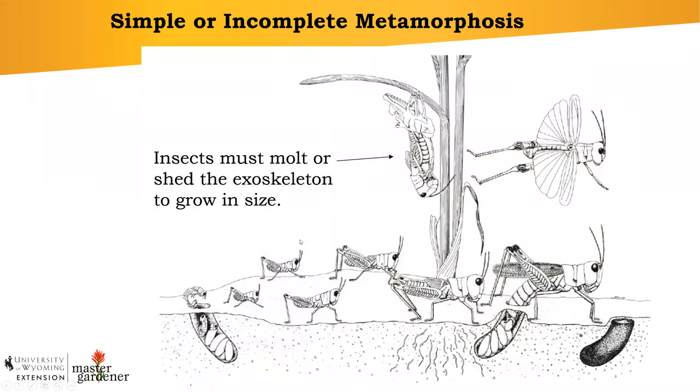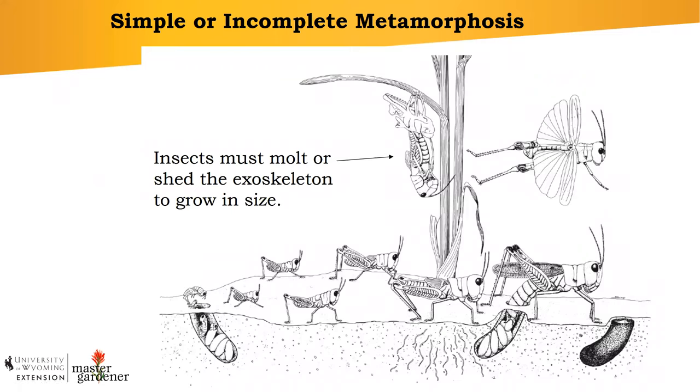Now, most insects go through 2 types of metamorphosis in their development. Grasshoppers are a good example of simple metamorphosis. In most of our species, especially our pest species, they overwinter as an egg pod in the upper soil surface, and then they'll hatch out. And when they hatch out, they look like a miniature of the adult. They lack wings and they're not sexually mature. And they grow in stages because they have an exoskeleton.